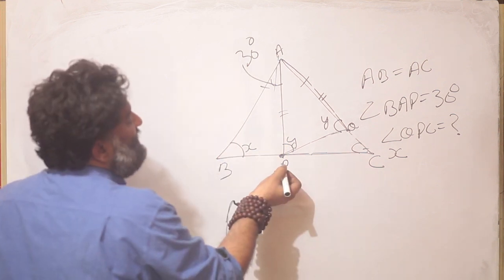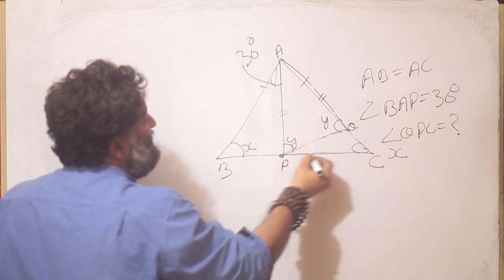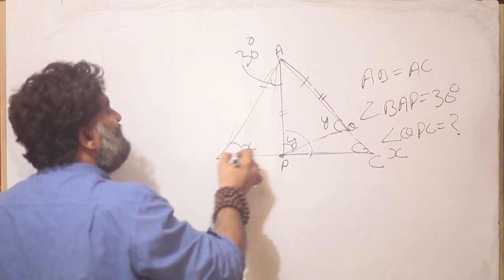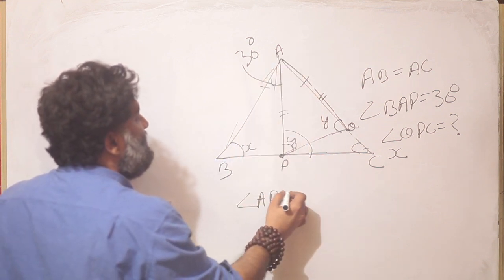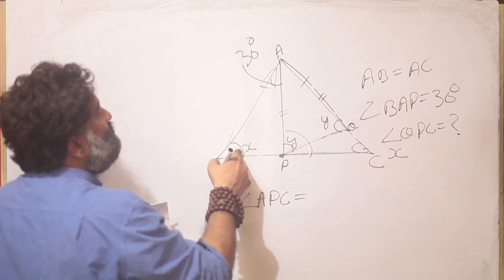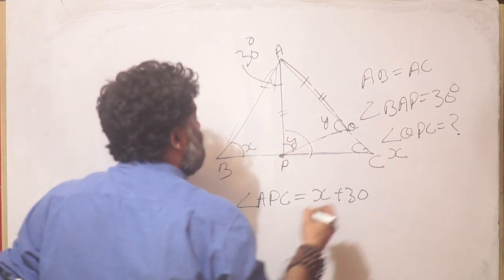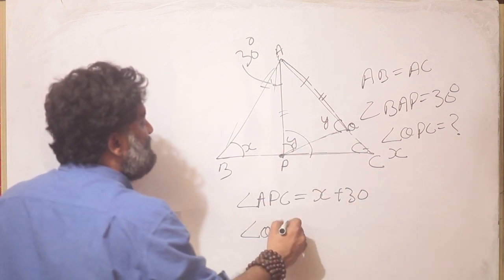The next step that I can take is think of triangle ABP and think of the angle APC. So this angle is the exterior angle for this particular triangle. So angle APC is equal to X plus 30. I wanted to think of angle QPC.